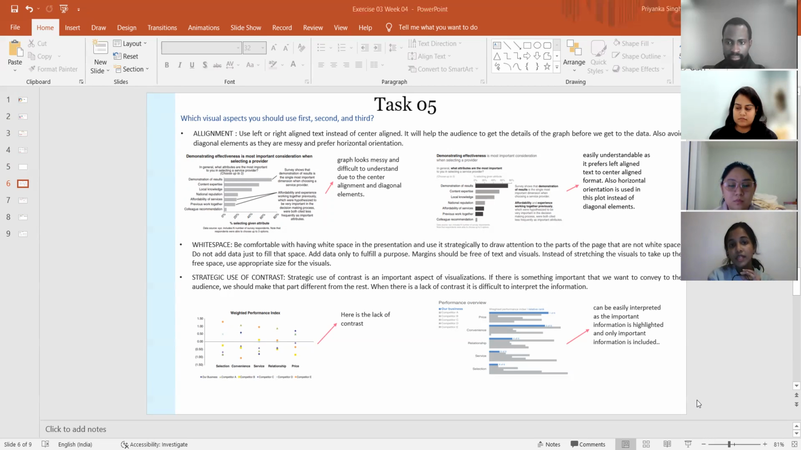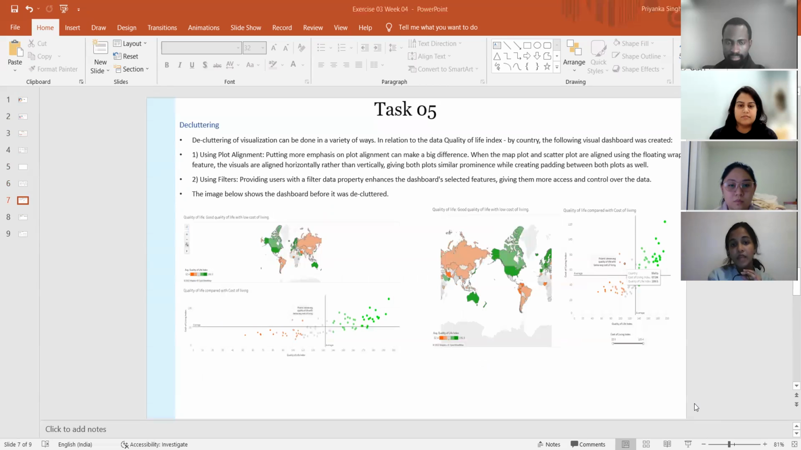Now, moving to the next slide. We tried decluttering of the plots that we created in the labs. These plots did not need much decluttering. Still, we horizontally aligned the plots in order to make strategic use of white space, and we used filters to enhance the dashboard, giving selected features more access and control over the data.